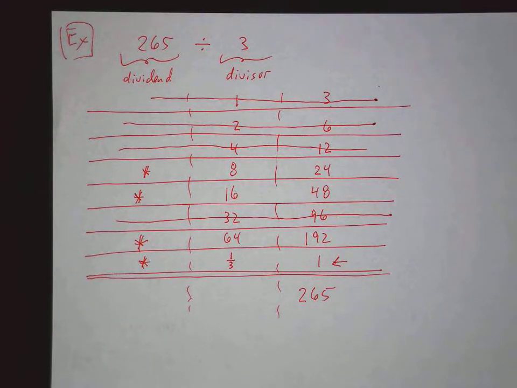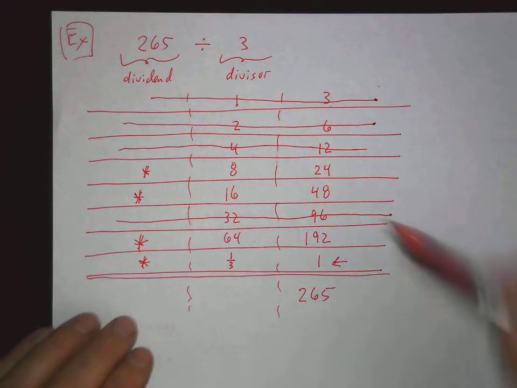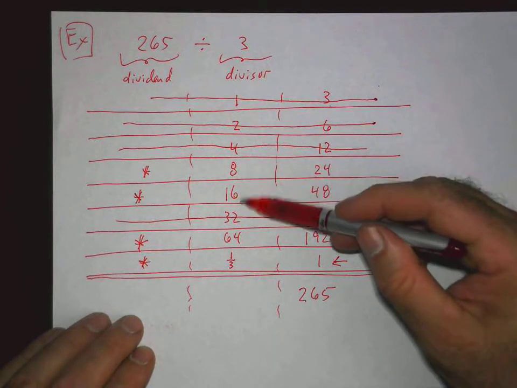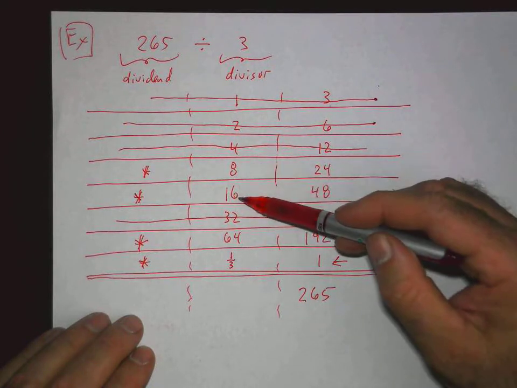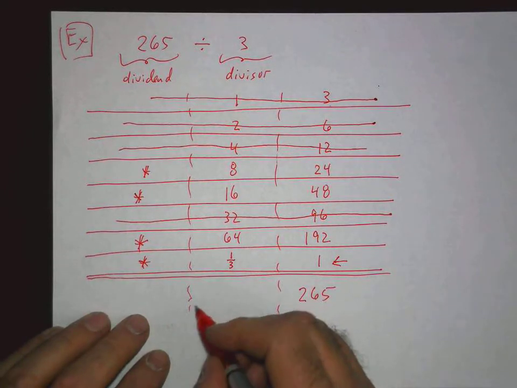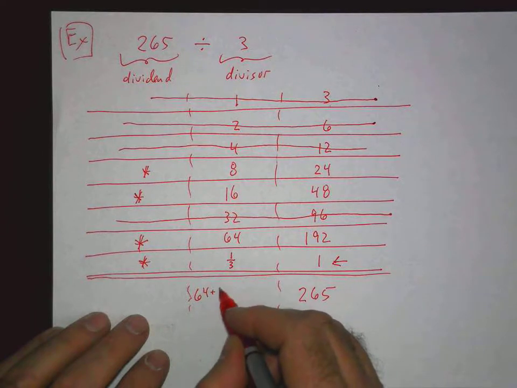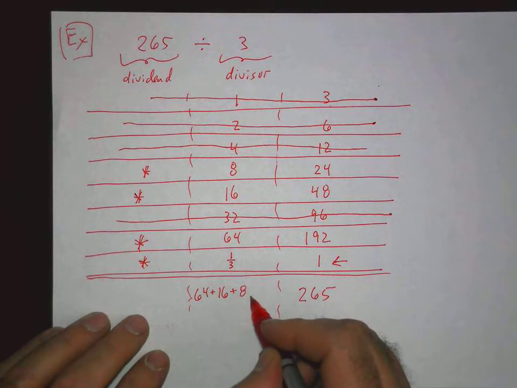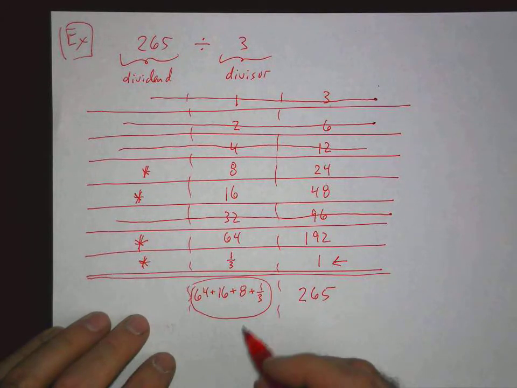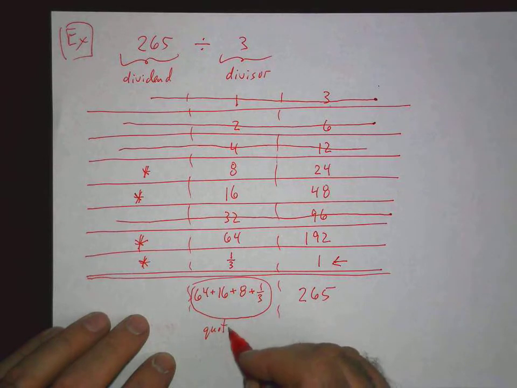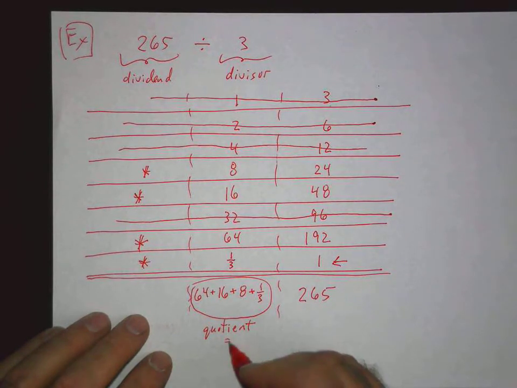And now I look at the corresponding multiples of 2: 8, 16, 64, plus the divisor, the multiple of the divisor. And the sum of these things gives me my quotient. My quotient will be 64 plus 16 plus 8 plus 1/3. And I guess what is that? 88 plus 1/3. That's my quotient.